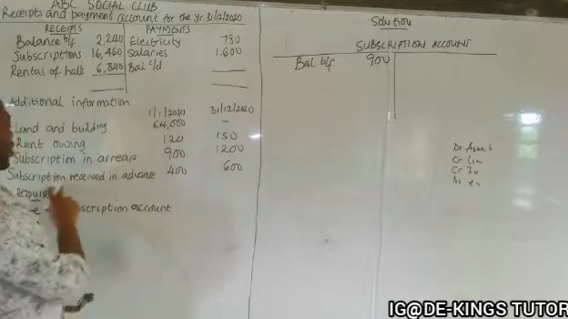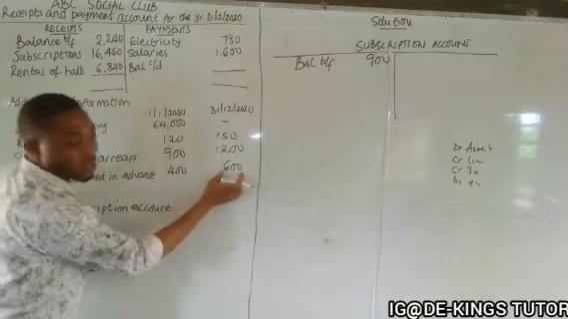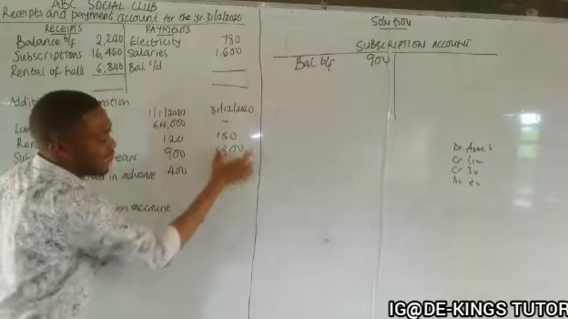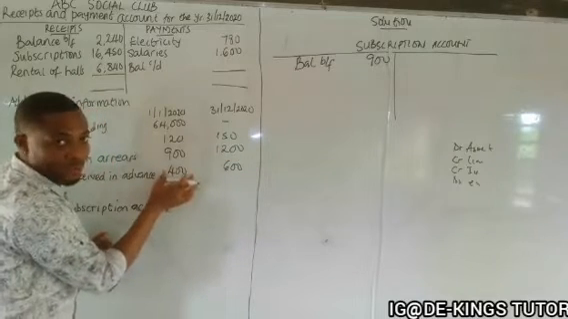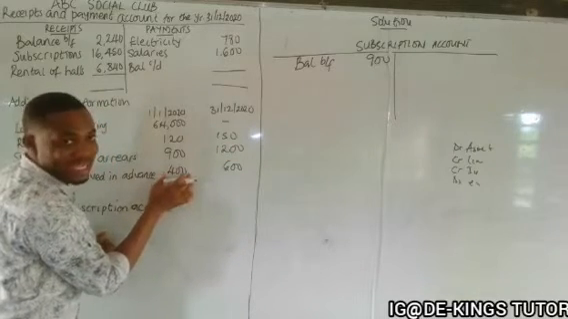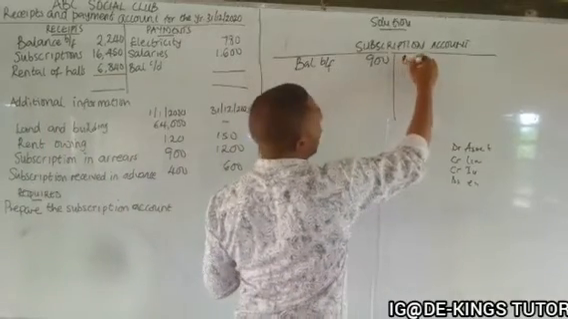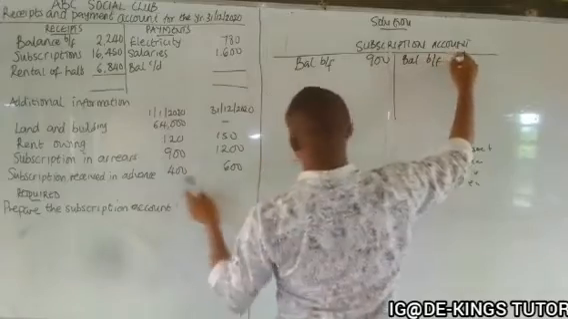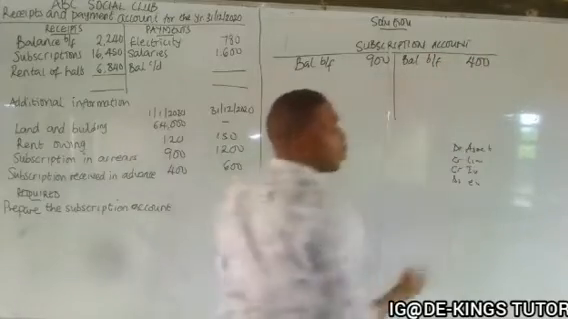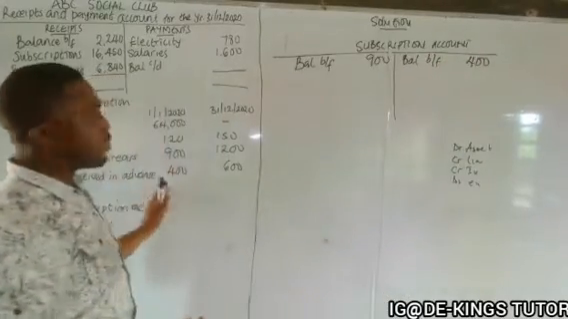The same way, subscription received in advance. If we are to less this for 31st, it means the reverse will be done for the opening balance. It means we have to add this. And to add this, we post to the credit side. So also balance brought forward 400. We have posted that.